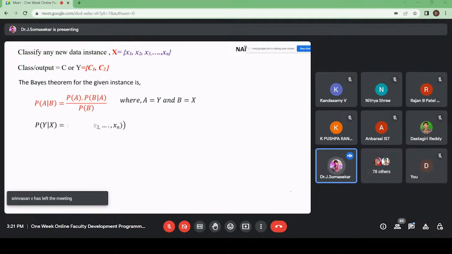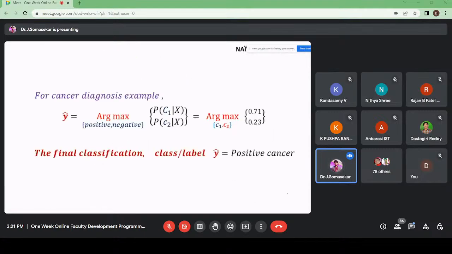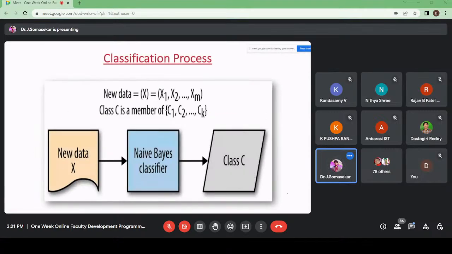Now here, sorry, I'm going to leave these explanations. I'm skipping this because it will take time to explain all those things. Yeah. So when you come to the classification process, we have new data.